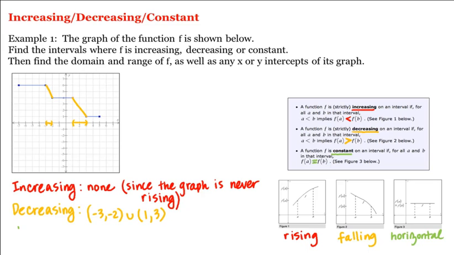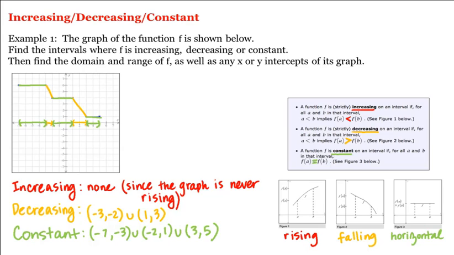Now, what about where this function is constant? Looking at our graph here, we see that the graph is horizontal here, here, and here, which corresponds to the interval here, here, and here. Namely, -7 up to -3, union -2 up to 1, union 3 up to 5.